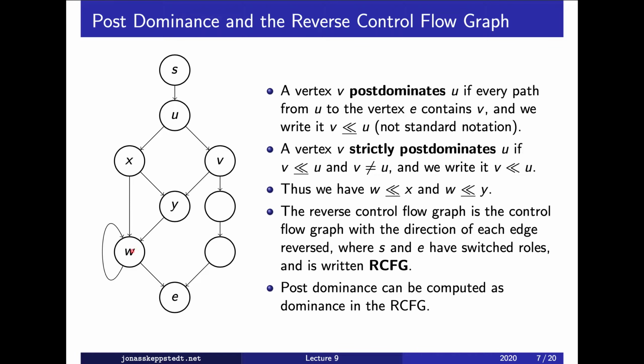W postdominates X and Y, since we must go through W if we want to go to exit. How can we compute postdominance? We can use the Lengauer-Tarjan algorithm and the reverse control flow graph. The reverse control flow graph is the control flow graph with every edge reversed.